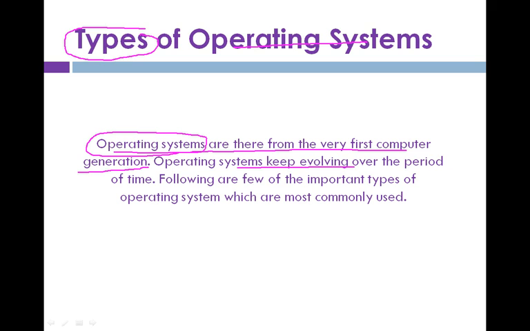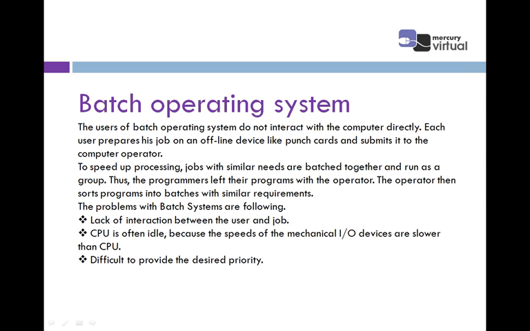Operating systems keep evolving over the period of time. Following are a few of the important types of operating system which are most commonly used. Keep evolving means there are different versions and categories which came in earlier days, past days, and now there is Windows 8, the new version which is the latest. Now let's see different categories of operating system.